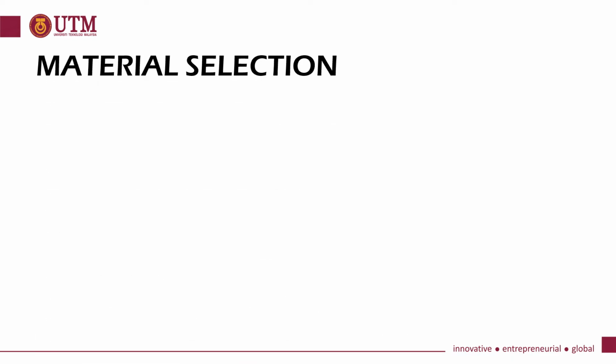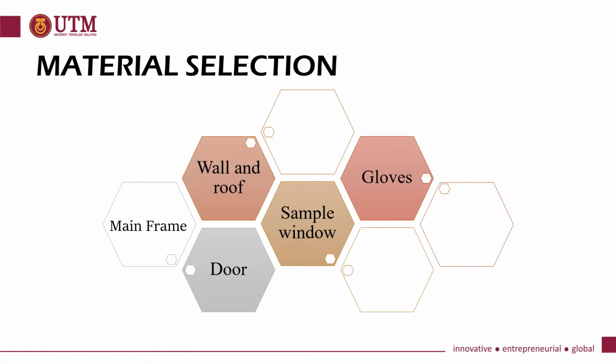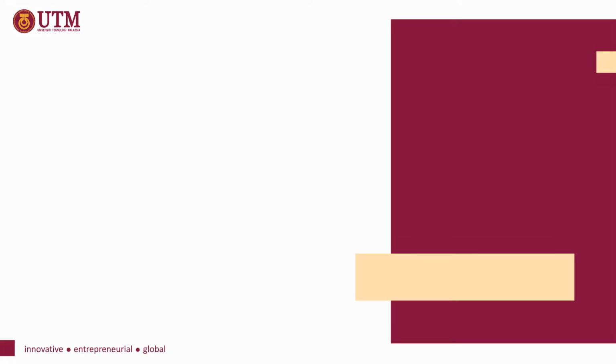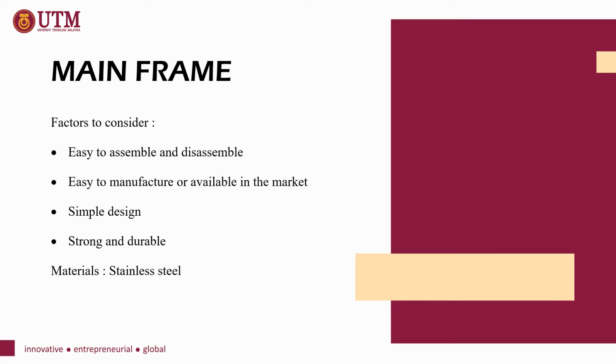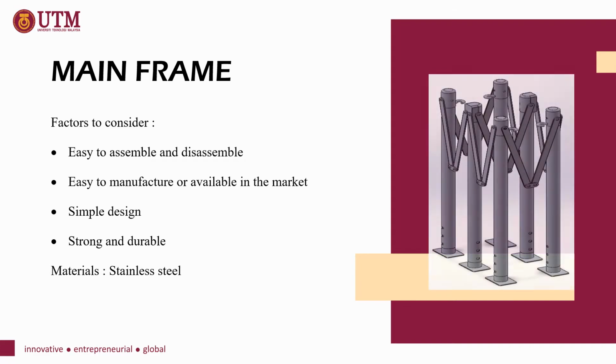The material selection consists of few parts, that is, main frame, wall and roof, door, ventilation, sample window, gloves, sample table, and the auto sanitization system. There are few factors to consider in choosing the main frame. For example, it must be easy to assemble and disassemble, easy to manufacture, or available in the market to save some cost, a simple design, strong and durable. And for that, we choose stainless steel as the material.